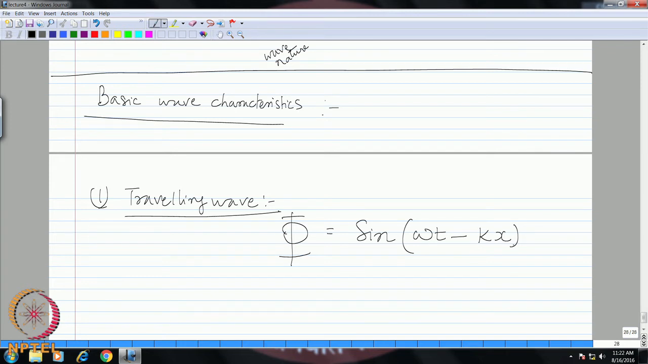Okay. So, therefore, if you look at this particular wave here, omega is nothing but 2 pi times nu, where nu is your linear frequency which is 1 over the time period, right, and k is your wave vector which is related to your wavelength as 2 pi by lambda, where lambda is your wavelength.